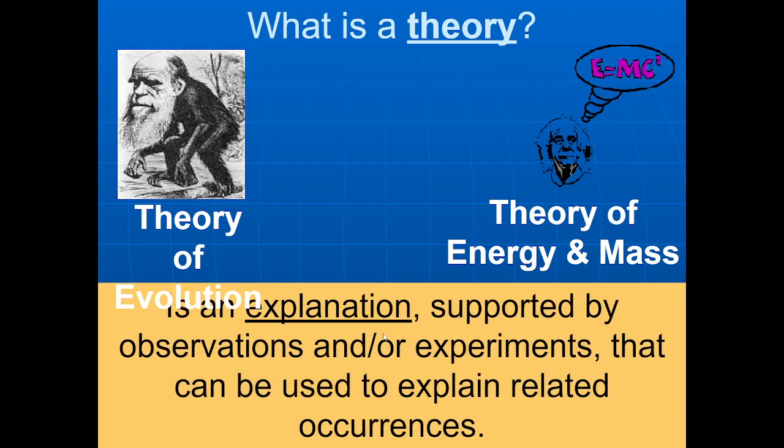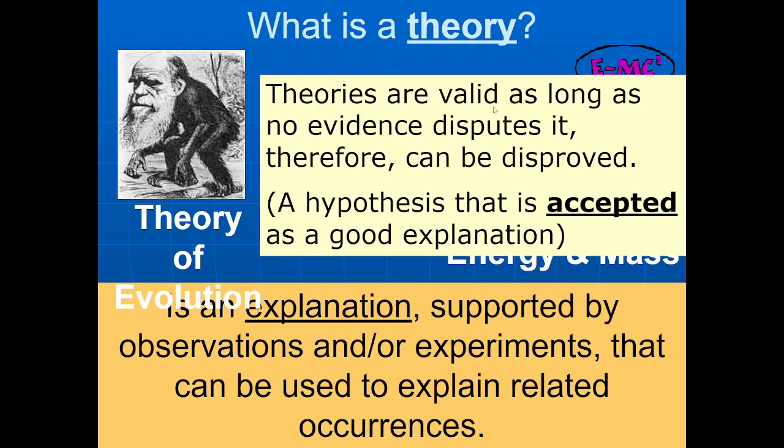A theory is an explanation supported by observations and experiments that can be used to explain related occurrences. Theories are valid as long as no evidence disputes them, therefore they can be disproved. A theory is a hypothesis that is accepted as a good explanation.